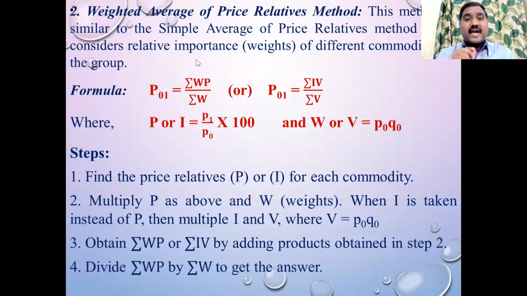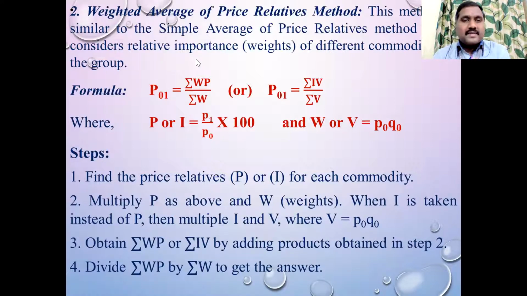Second method, simple average of price relative method. We have to calculate the price relative value, the P value, for each commodity. Then you find the log value for those P values, substitute in the formula, and finally find the anti-log value. This is what you have to do in the simple average of price relative method, which comes under the simple index method. So the first method is over.